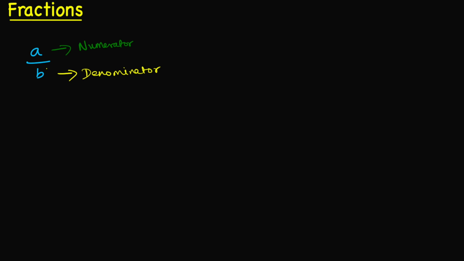And the rules for these integers are, for the numerator, it can be any integer. So a can be any integer. But the denominator b can also be any integer except 0. So 0 cannot be used as a denominator. Now, let's look at an example for this. So if I take a number which is 5 over 3, then this is a fraction, and 5 is the numerator and 3 is the denominator.